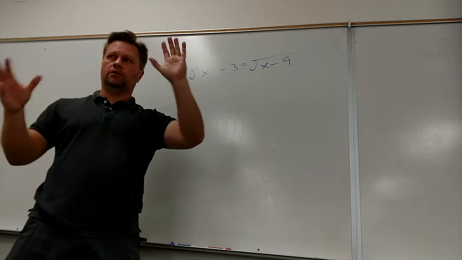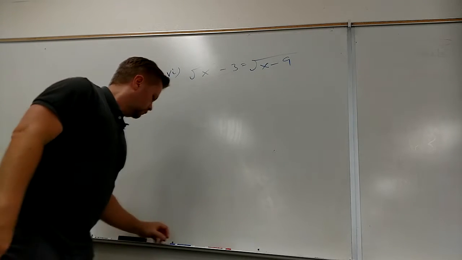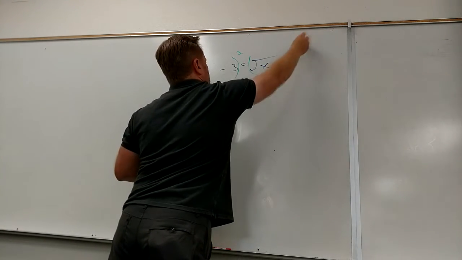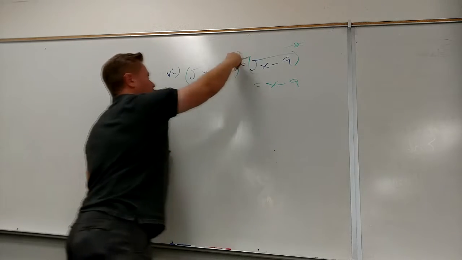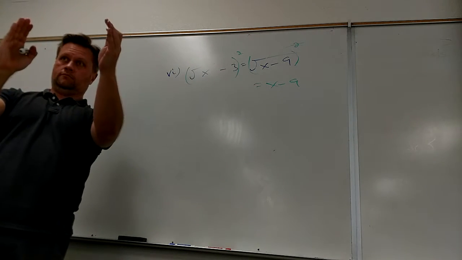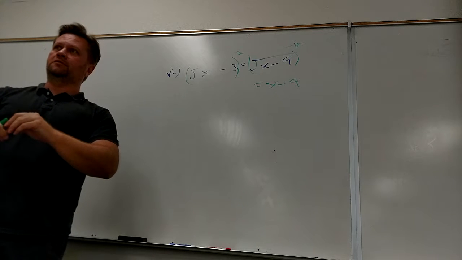Now here's where students really freak out. You've got to square both sides. Which means, I'll do this side. There, I did half. What do you have to do on this side? Write it twice. FOIL it out. Do it.